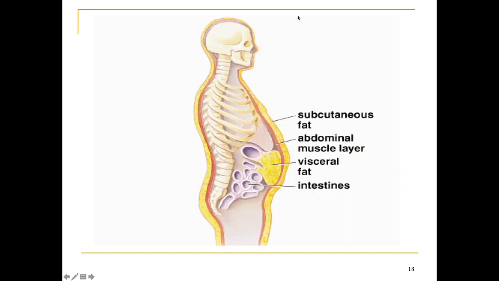Now, there are two types of body fat. There's the subcutaneous fat that's found directly under your skin that cushions your body and your muscles. Then there is the abdominal muscle layer, and then something called the visceral fat, which is fat that lives inside your body cavity and insulates your organs and cushions them.